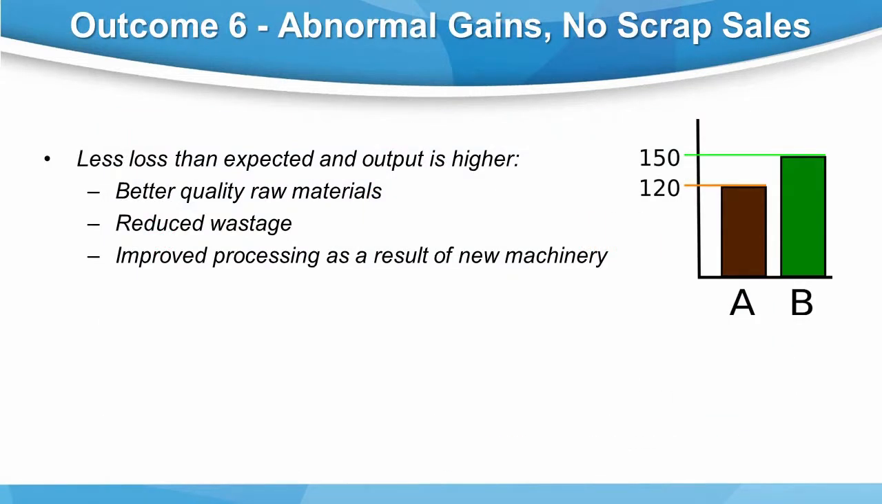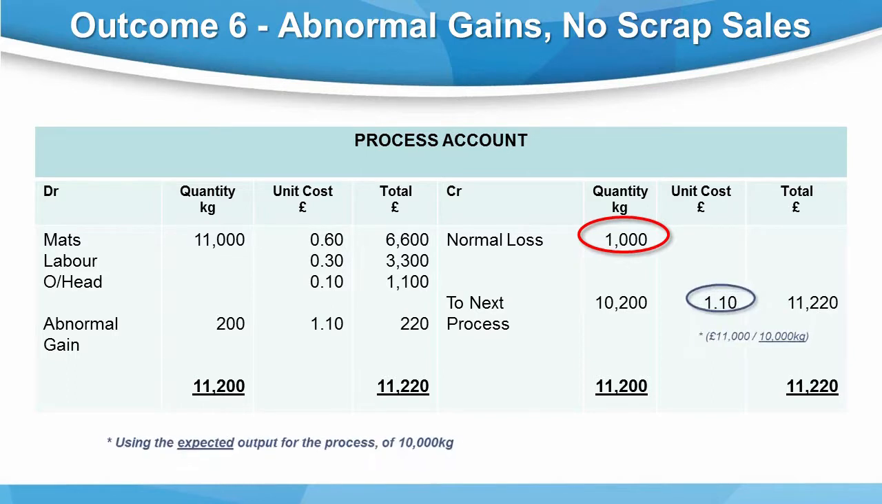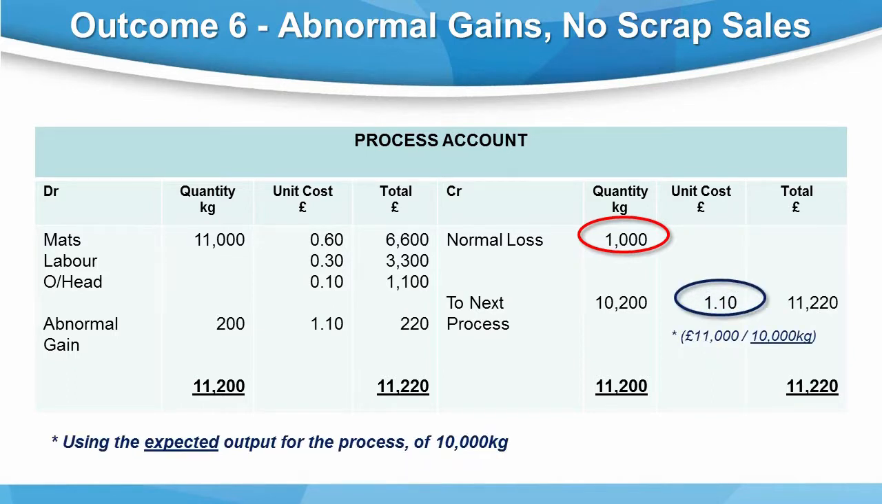Finally, we need to look at the treatment of abnormal gains, which occur where there is less loss than expected. This is usually the result of some kind of improvement in the production process, either in materials, labour or machinery. Here, where there's no scrap value, the normal loss is credited to the process account as normal. The cost of output is also valued as before, taking into account the normal loss. This is £11,000 divided by 10,000 kilograms, which is £1.10 per kilogram.